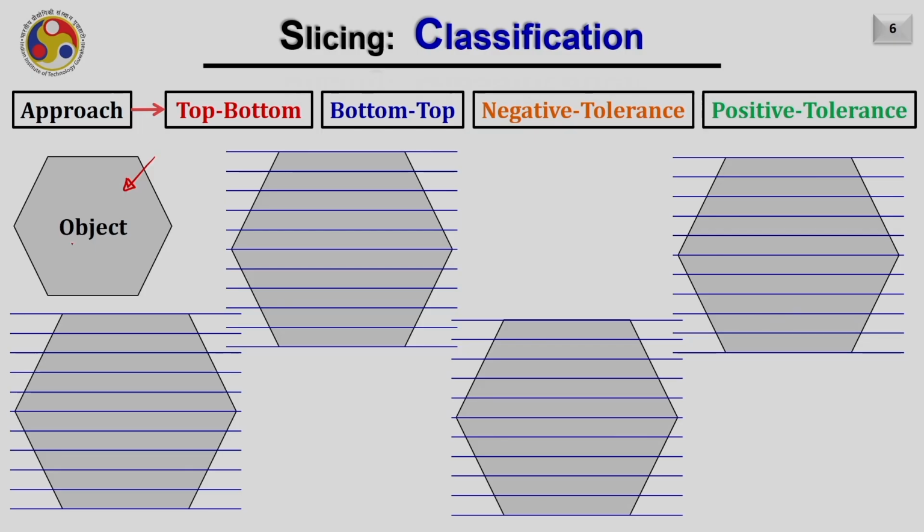We want to build this object, and to build this object, if I am using the bottom top approach, how will it work? It will realize the object, or it will add the material by extruding the contours from the top to bottom. Let me just consider, these are the slicing planes that you are seeing here in the blue color, and this is the build direction.